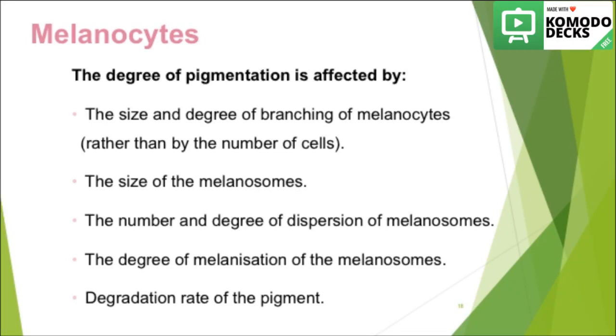The degree of pigmentation of the oral mucosa is affected by, first, the size and degree of branching of melanocytes. And it's not the number of cells, it's the activity of the melanocyte. Second can be the size of the melanosomes, the number and dispersion of the melanosomes, the degree of melanization of the melanosomes, and the degradation rate of the melanin pigment.